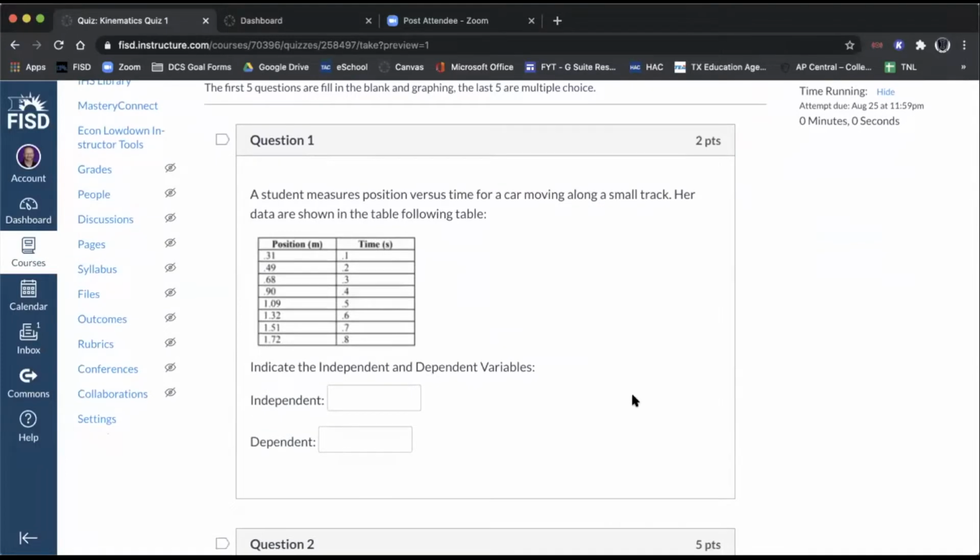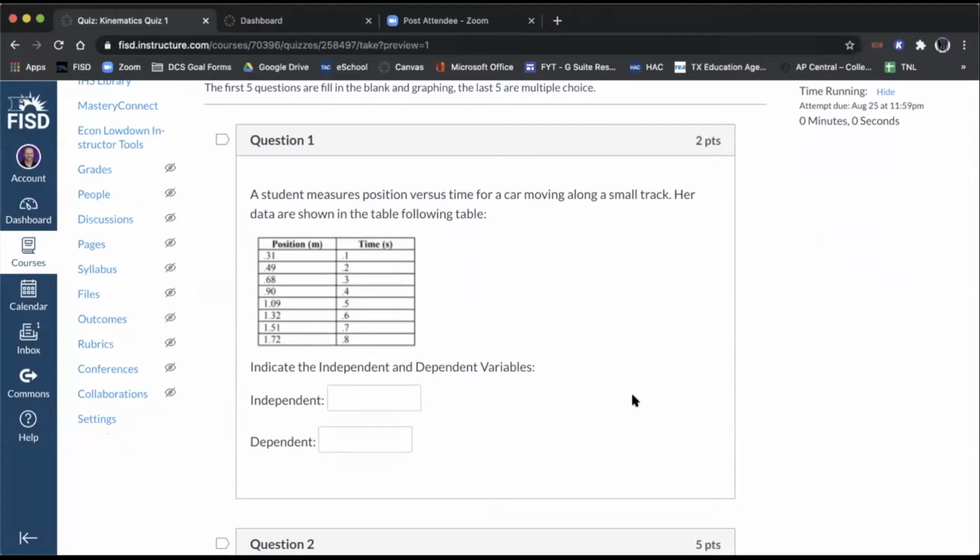Question 1 gives us information about a student measuring position versus time for a car moving along a small track. Her data is shown in the table below. She has position measured in meters and time measured in seconds. Here you need to indicate what your independent and dependent variables were. So everybody yell out, what is the independent variable? Time.